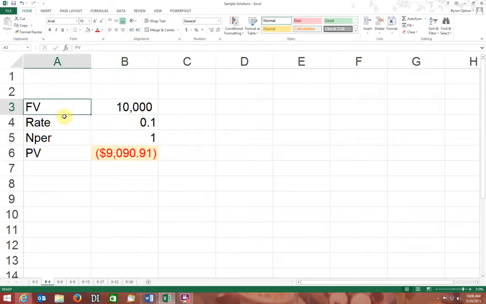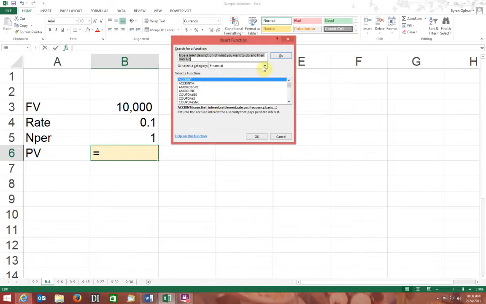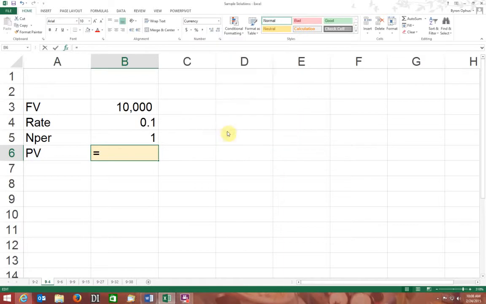I fix up my deals, and I'm solving for present value. One thing, I'm going to delete this, and I want to show you that the last formula I used was present value. So when I bring this up, instead of going to financial, I can go to most recently used, and it brings up present value. So I got most recently used there, and I can click on my present value.